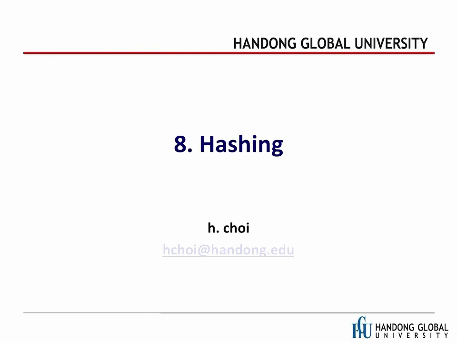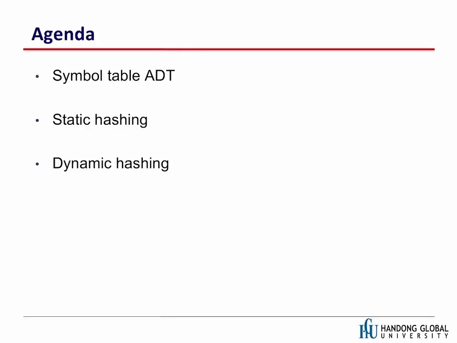And if you want to build up a phone book with lots of friends, lots of people in there, then a hash table would be a better data structure. So let's talk about hashing. First, we're going to talk about symbol table as an abstract data type, and then in this section, we're going to talk about the motivation of hashing, and what's the benefit of using a hash table. We'll talk about that.